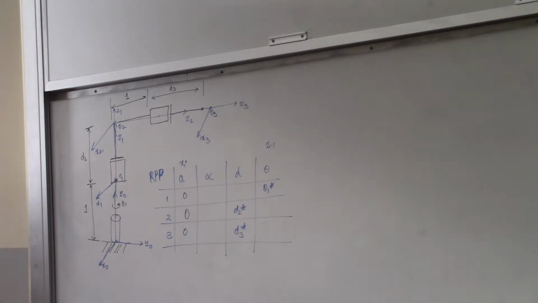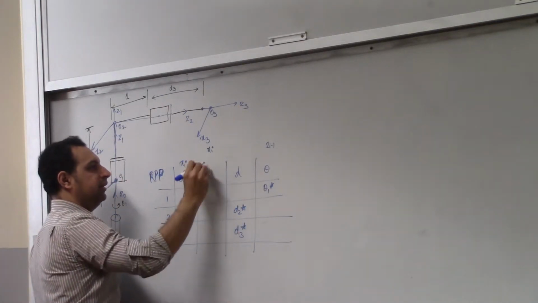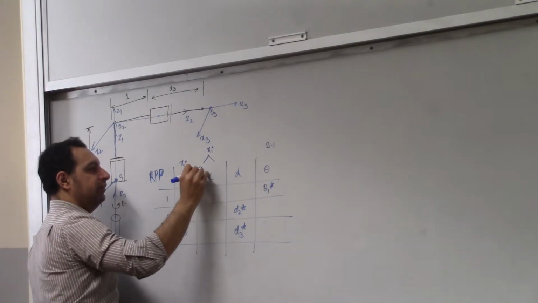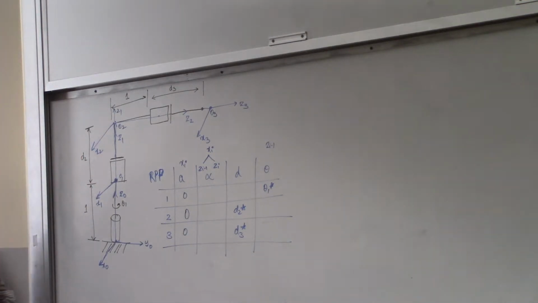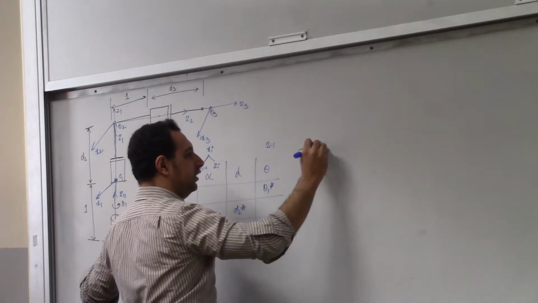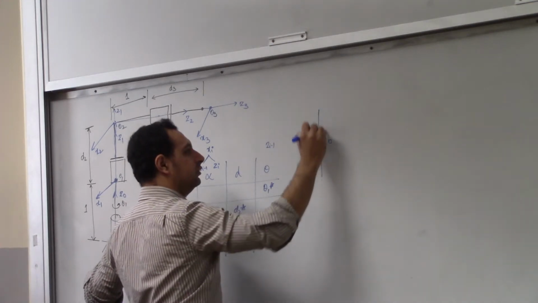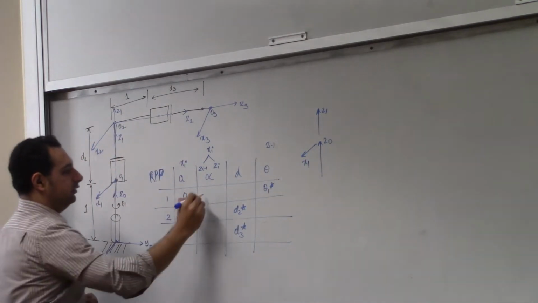Now, how do we measure alpha? What is alpha 1? 0, because both of them are parallel. Alpha is the angle measured about xi from zi minus 1 to zi. You measure from zi minus 1, about xi. In this case, both of them are collinear. This is z0 and this is z1. You have x1 here. So this is 0.